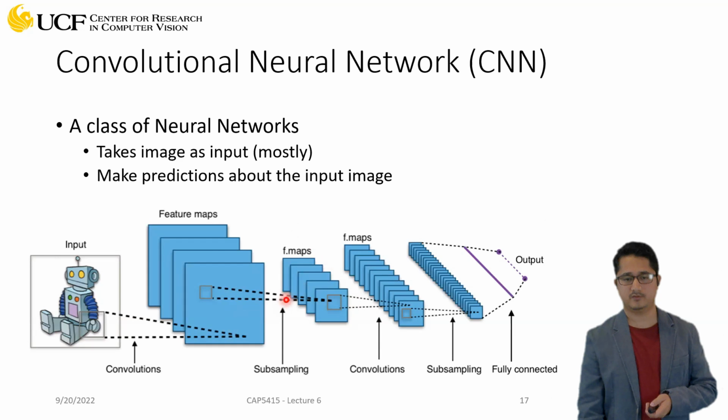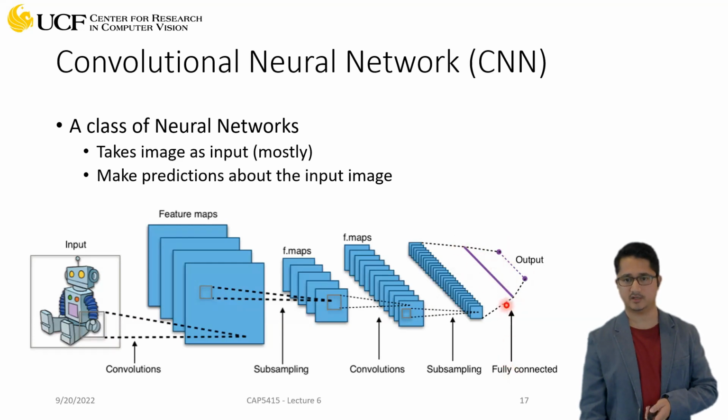So if you do subsampling, then the size of these activations or the feature maps might reduce. And then again, you can have more convolution layers. Again, you will get a set of feature maps. Again, you can have subsampling, you can reduce it. Then eventually you will have a fully connected layer, which will give you the prediction.